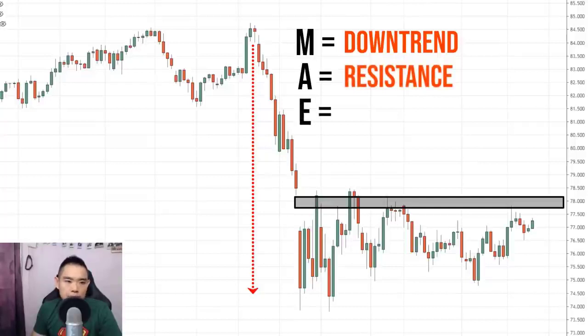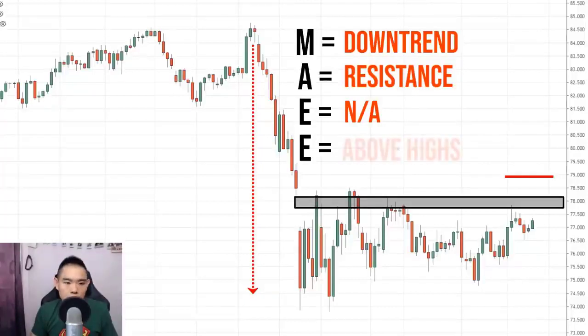Entry trigger, so this is M, this is A. Entry trigger, do we have an entry trigger? At this point, not quite, because the price is still a little bit off from the area of value. So this one, not yet. How about exit if we are wrong? We know that if we have an entry trigger to go short, we want to be out of the trade if the price reaches around this $79 price point. Because if it reaches the $79 price point, then clearly this area of resistance is broken and we want to get out of the trade. So this is exit if we are wrong.